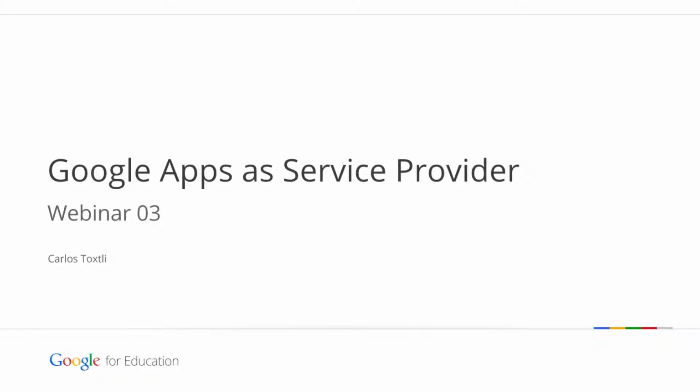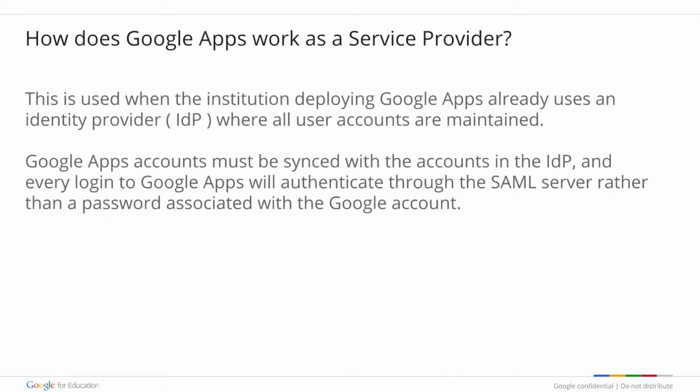This time we will deploy the first single sign-on integration using Google Apps as service provider. Okay, let's start. In this webinar we will explore how to authenticate Google Apps with an existing identity provider. We will first sync the identity provider with Google Apps and then configure it with the SAML server in order to work as an interface and to manage persisting user sessions.